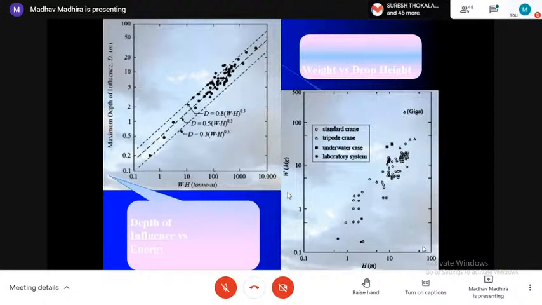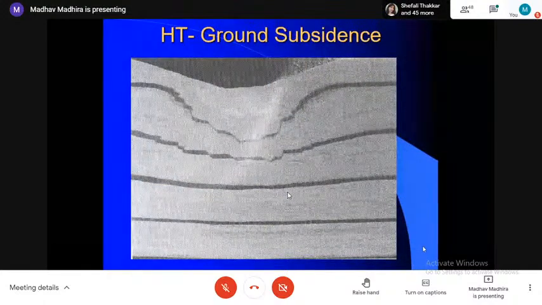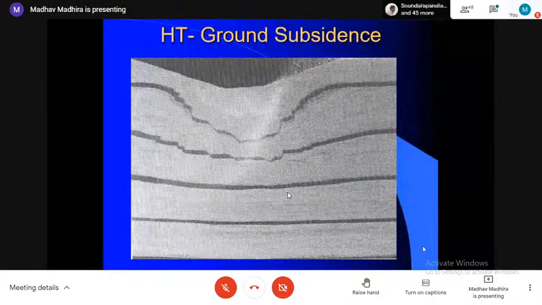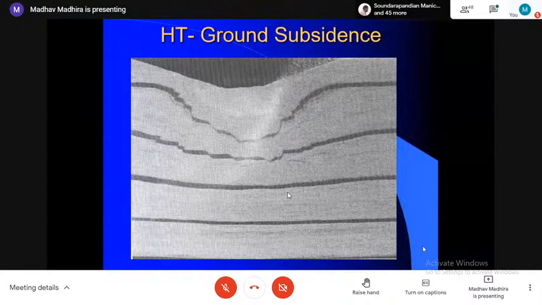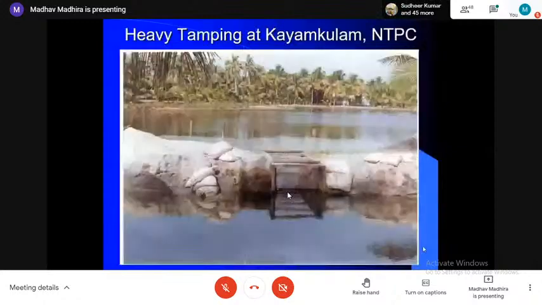And then, in order to make sure that the vibrations don't affect nearby structures, we have another design chart for that too. This is what happens to the ground. You will find that the layers at the top get densified much better than the ones at the bottom. This is how the surface will look with a lot of these craters, and that's how the densification takes place.